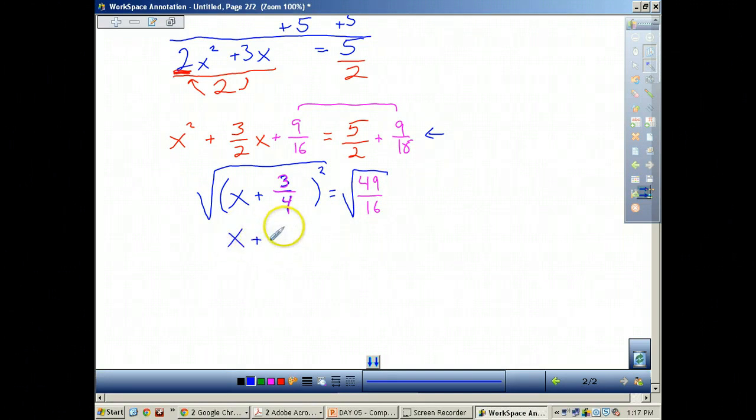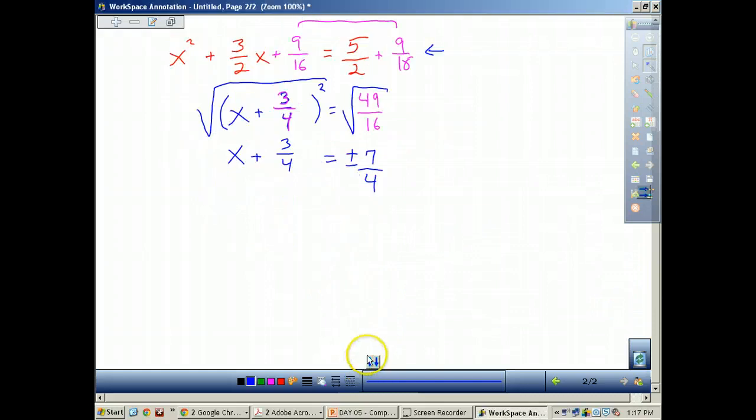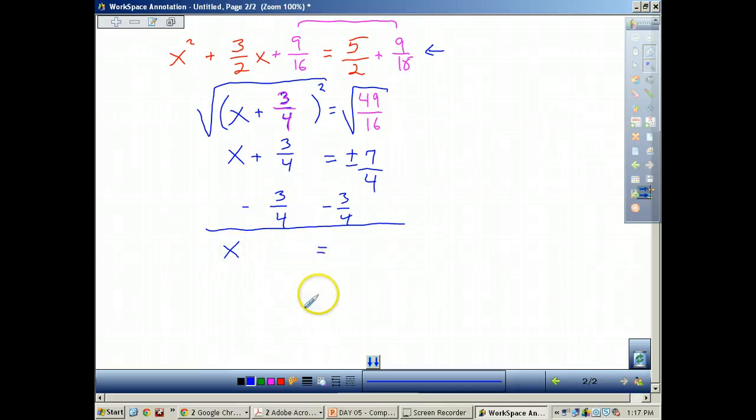We have x plus 3/4 equals plus or minus 7 over 4. Square root of 49 is 7, square root of 16 is 4. Move that 3/4 to the other side, put it in front of the plus or minus. x equals negative 3/4 plus or minus 7/4.